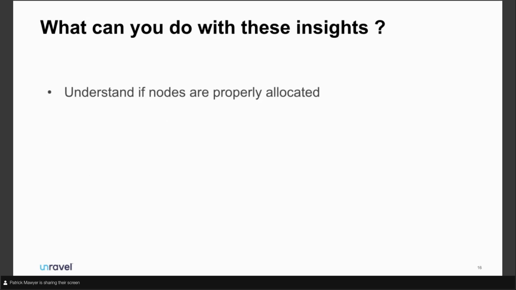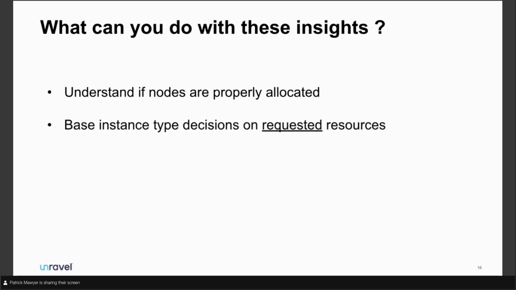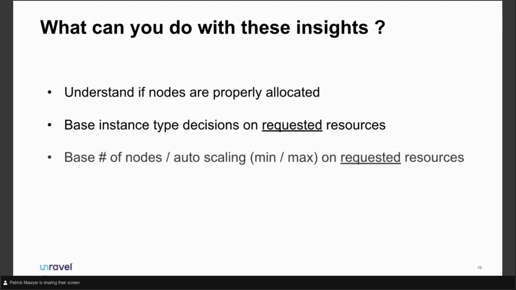What can you do with the insights? Well, understand if your nodes are properly allocated. You can change instance type decisions on requested resources. You can base a number of nodes or your auto scaling initiatives or policies on requested resources. And you can understand if you have any kind of network or I/O related issues with your jobs.